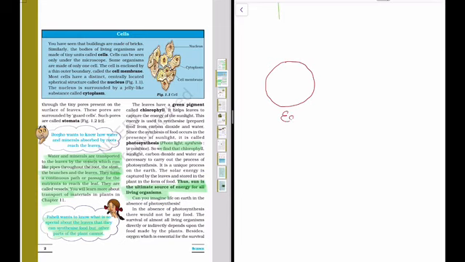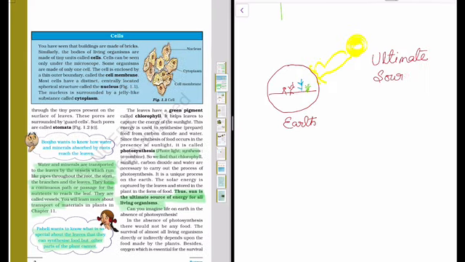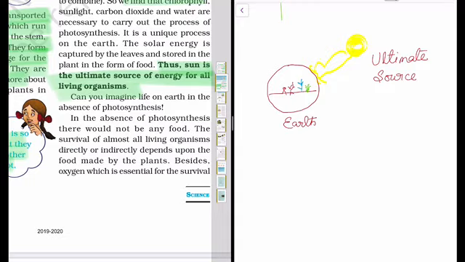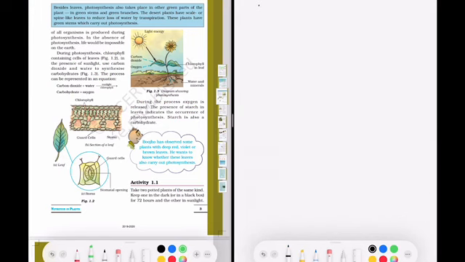This is the earth, and here on the earth all living things are present. Living things need energy. They need energy to do all kinds of work. The Sun is the ultimate source of energy for the earth and all the organisms living here. So the plants have the ability to make their own food using the sun's energy, whereas the animals don't have the ability to make their food.